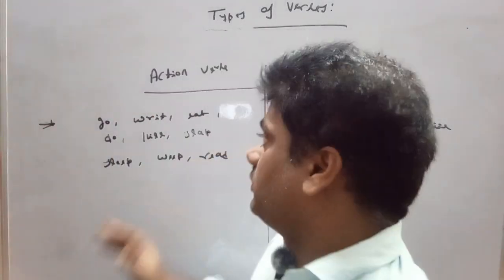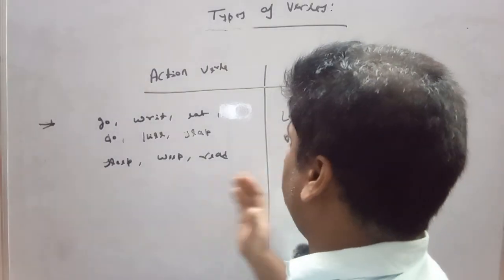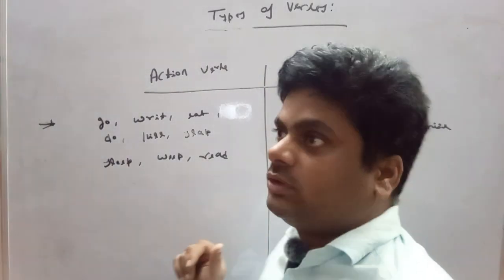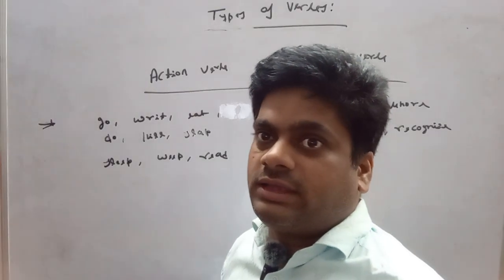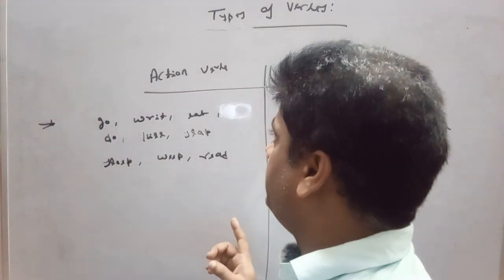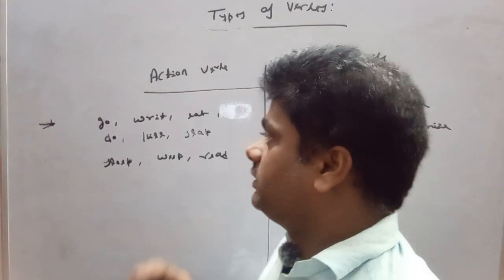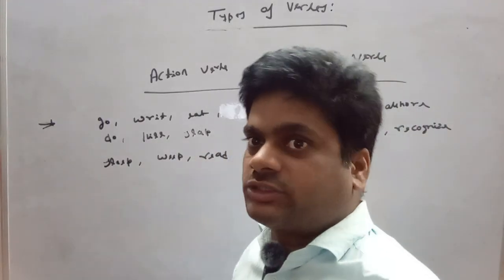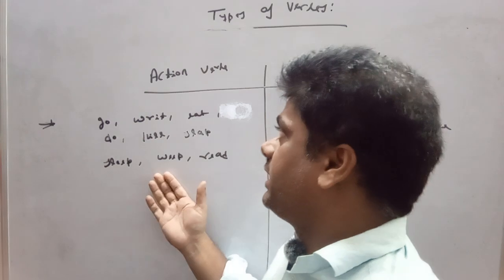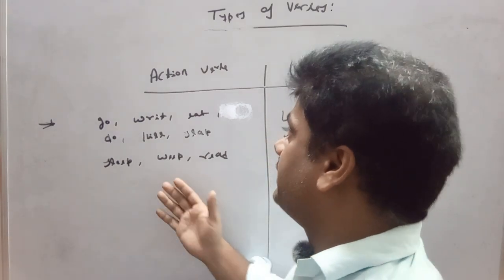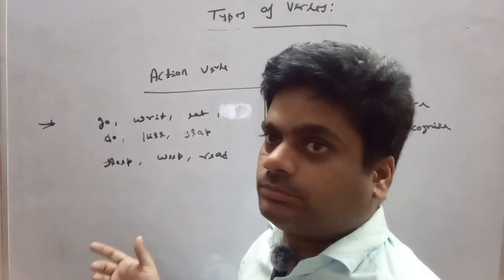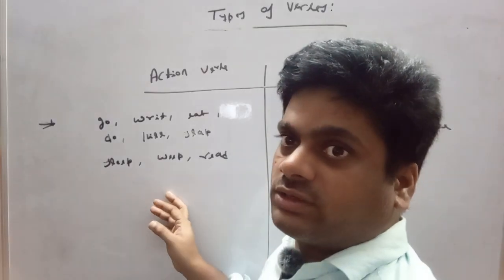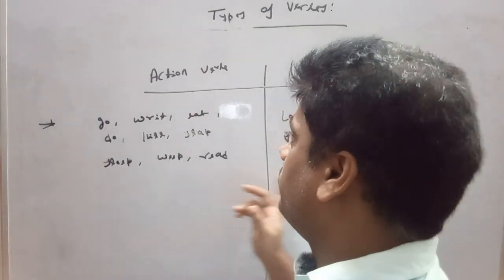Remember, all these verbs, either it is action verb or it is stative verb, both may work in case of each other. Stative verbs may work in case of action verb, and action verb cannot be stative verb. Stative verb may do the work of action, but action verb cannot be stative verb.